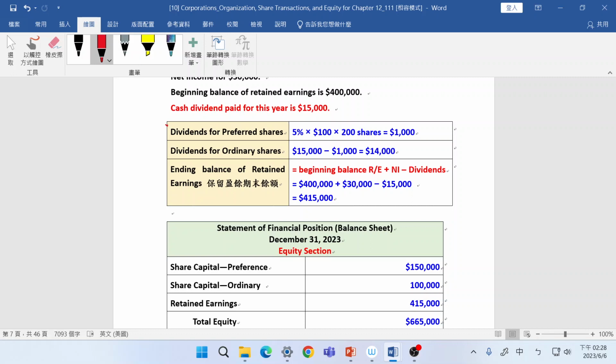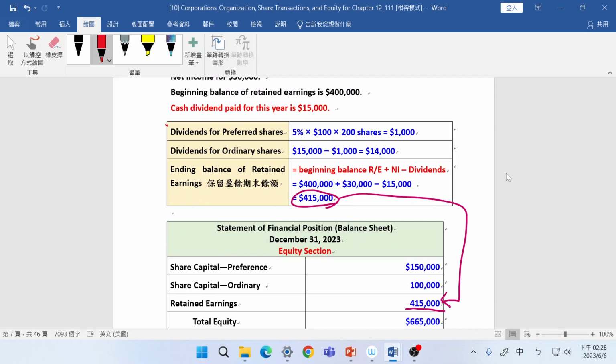So you find out the ending balance of retained earnings. After you find out the ending balance for retained earnings, then you know what's the number we are going to prepare and report on your balance sheet, right?